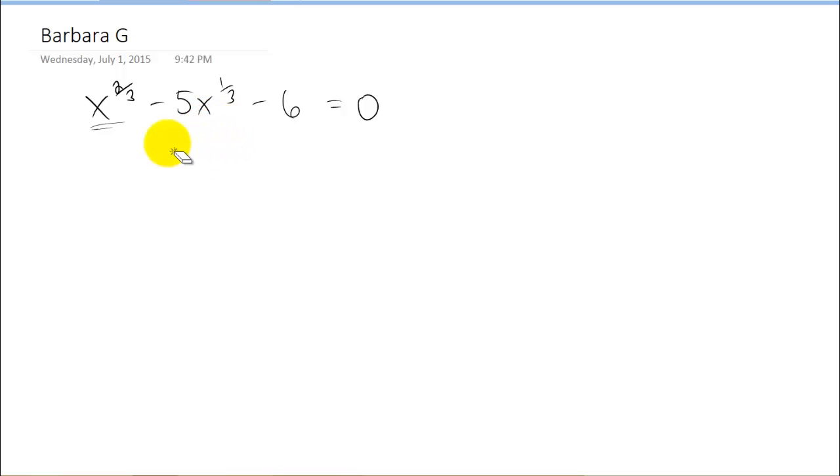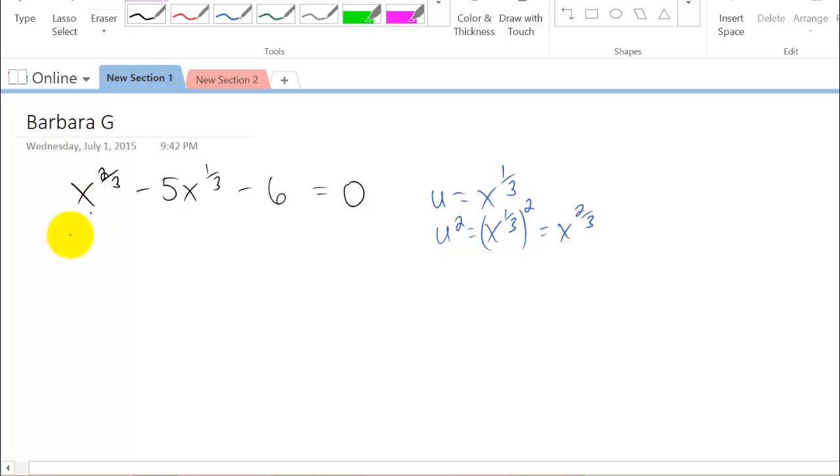So seeing that pattern, we realize that we can make a substitution. That substitution is going to be, we usually call it u, is x to the 1/3. You get that substitution from the middle term right there. Well, you notice that if u is x to the 1/3 power, then u squared is going to be x to the 1/3 power squared, which using the laws of exponents is just x to the 2/3 power, which appears right here. So okay, let's make that substitution.